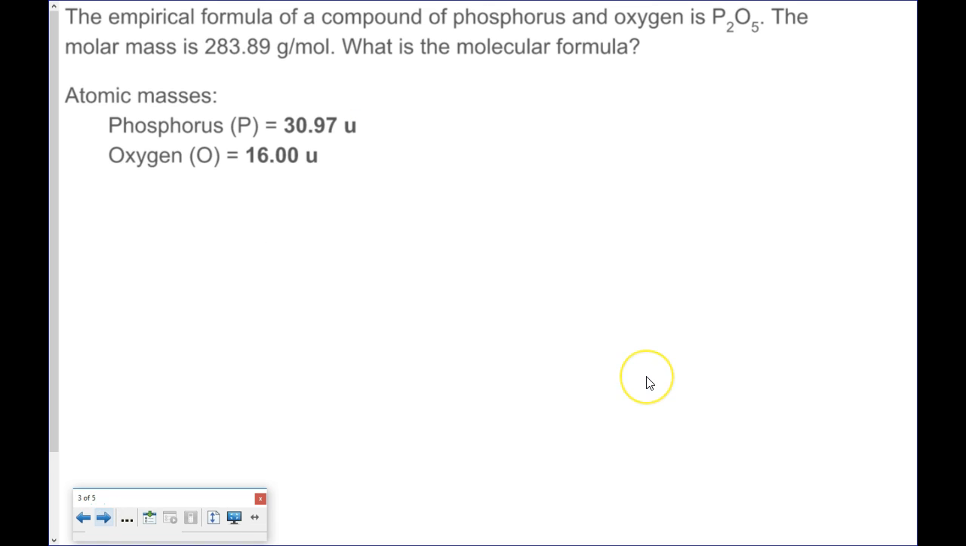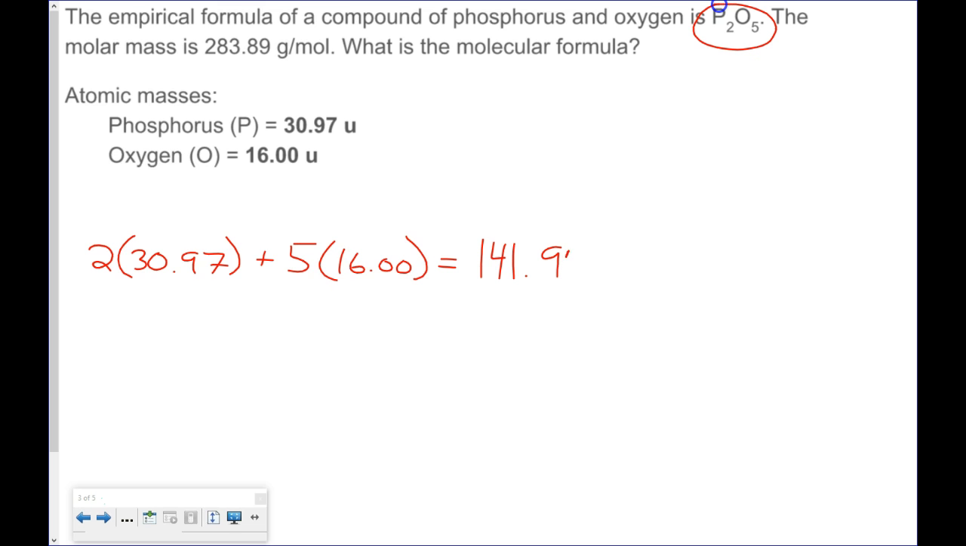All right, now I'm going to be doing this a little bit differently. I have the empirical formula, I have the molar mass right here, but I need to figure out the molecular formula. So in this case, I'm going to take P2O5 and figure out the total molecular mass of that. That's going to work out to be 141.94 grams per mole. So that's 2 times my number of phosphorus plus 5 times my number of oxygen.